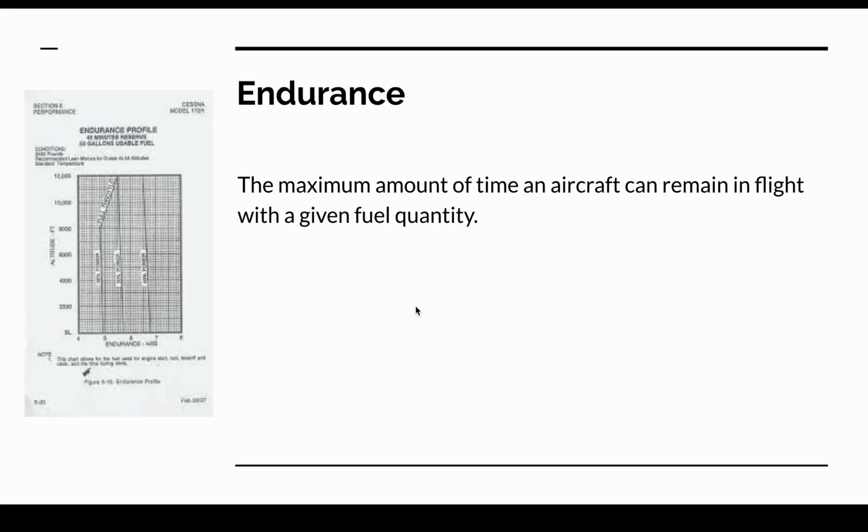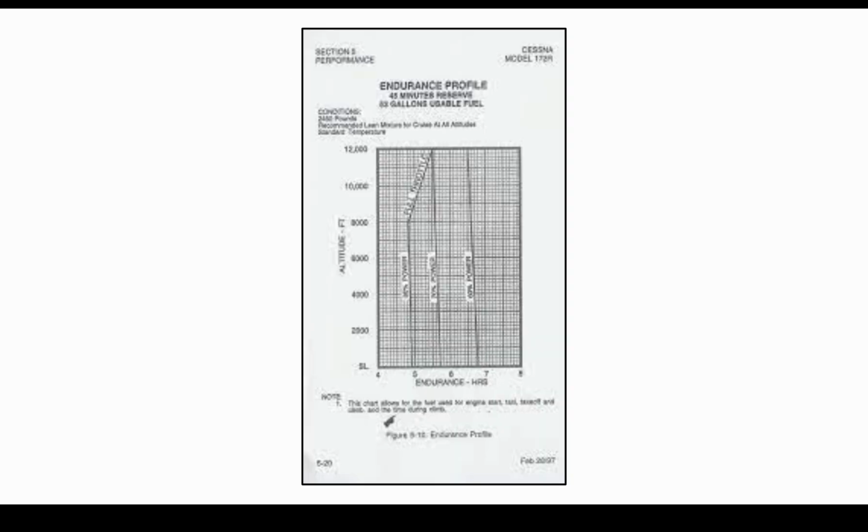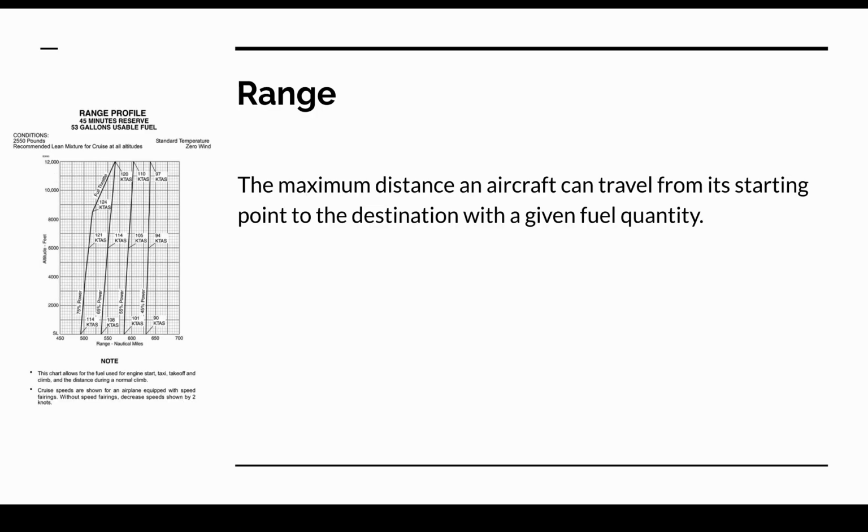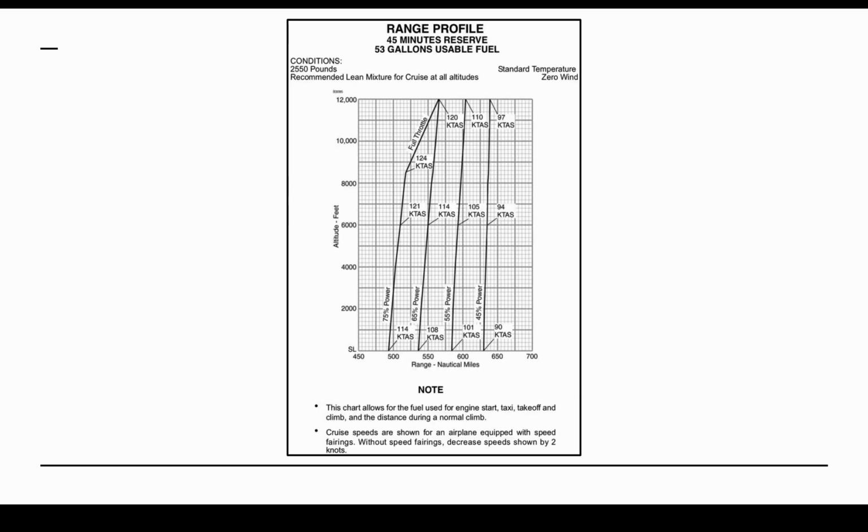So endurance is the maximum amount of time an aircraft can remain in flight with a given fuel quantity. We're going to learn that chart. Range is the maximum distance an aircraft can travel from its starting point to the destination with a given fuel quantity. So can I fly 100 miles? Can I fly 500 miles? How far can I go? Looks like that.